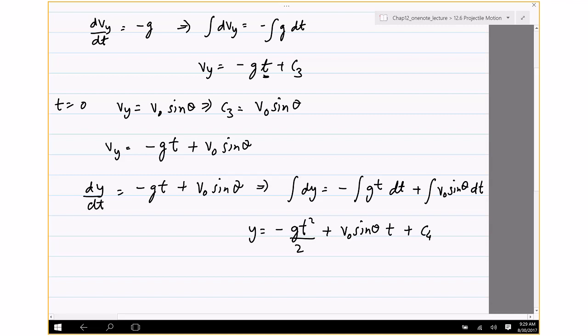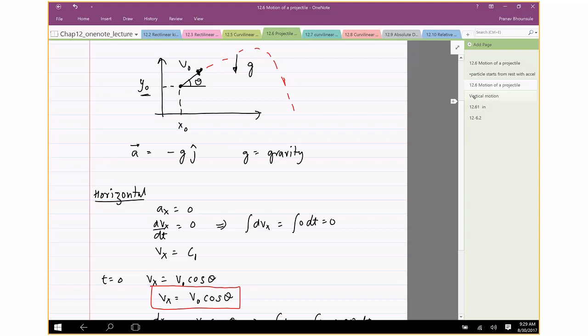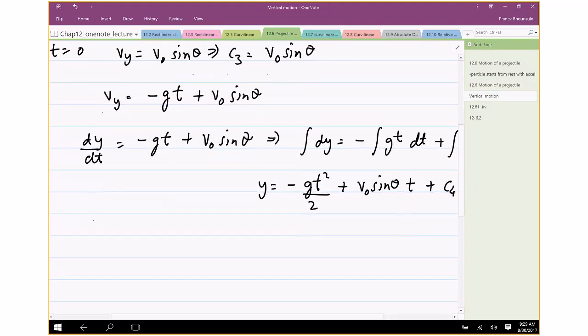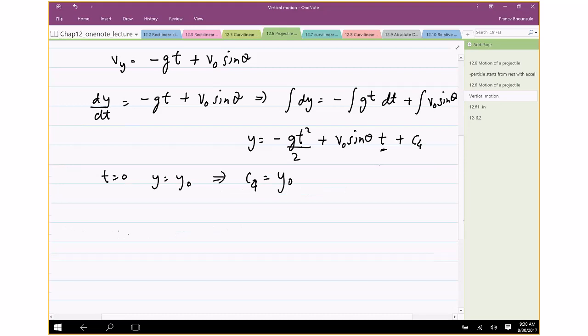In order to find c4, we need to know something about the initial position. We know that at time t equals 0, the initial position of the projectile was y0. So putting t equals 0, y equals y0 gives me c4 equals y0. So my formula for the position is y equals y0 plus v0 sine theta t minus half g t squared.